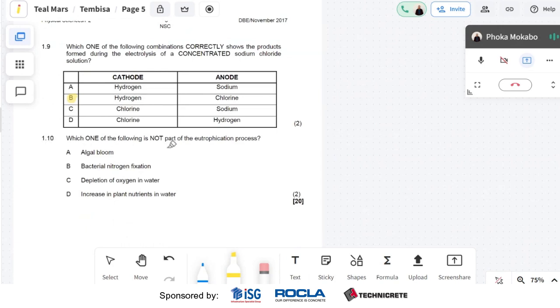And then 1.10, which one of the following is not part of the eutrophication process? Well, that falls under the section chemical processes, right? And we're not looking for which one is, but which one is not part of the eutrophication process. Algal bloom is definitely part of the eutrophication process. Bacterial nitrogen fixation is not. I can circle that already, but just to double check, depletion of oxygen in water is definitely part of it, and the increase of plant nutrients in water is also part of it. So definitely 1.10, B is your answer.